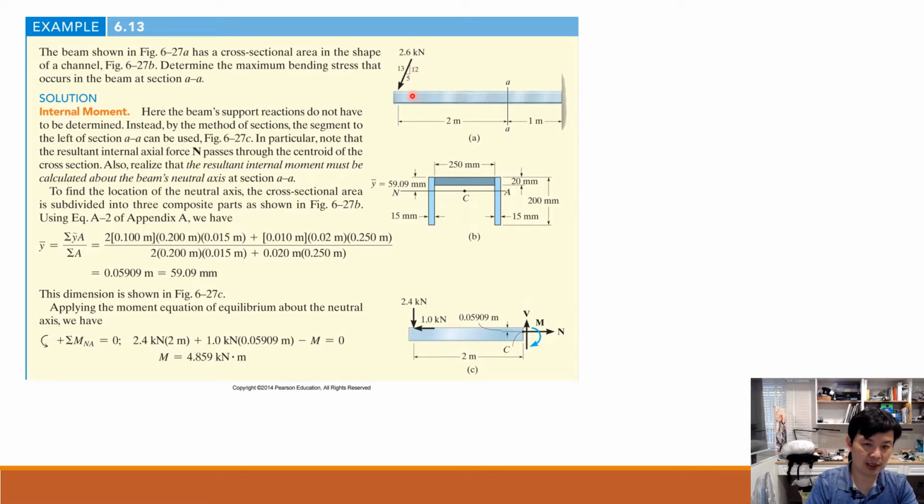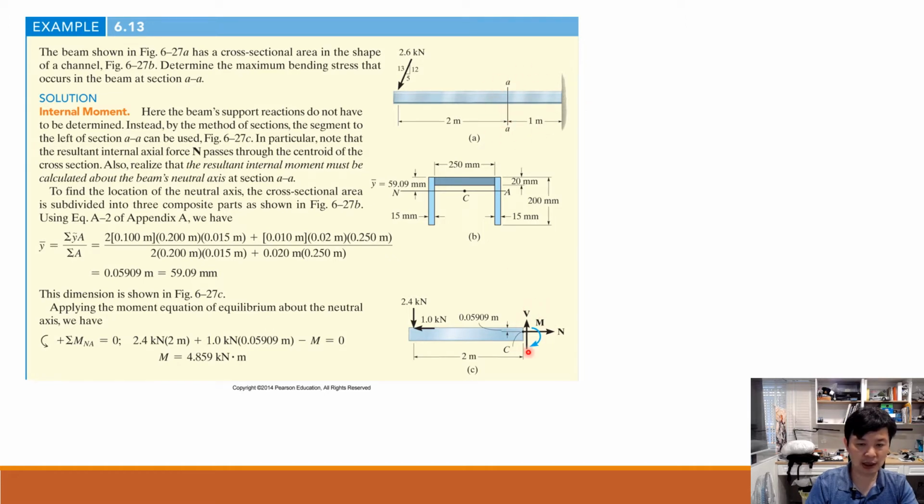It's a very typical or special combination of these right triangles. For this case, we can decompose these 2.6 into two parts. The vertical part is 2.4 kilonewton. The horizontal part would be 1 kilonewton, applied at the end of this cantilever beam. Then we'd like to see the maximum bending stress at cross section AA.